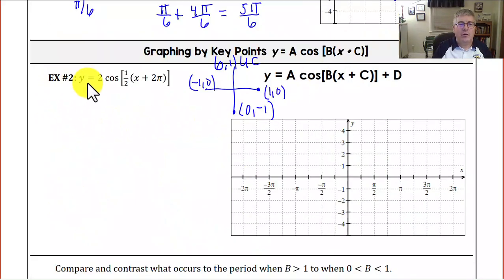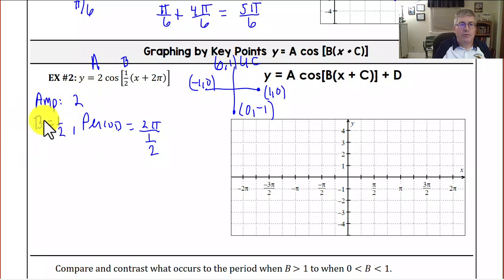In example 2, we're going to graph this cosine curve. This one has an amplitude of 2. So our amplitude's 2. We've got a b value of 1/2. That's going to impact our period. And we have a phase shift left of 2 pi.